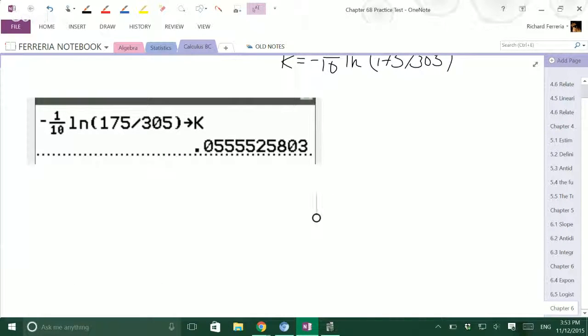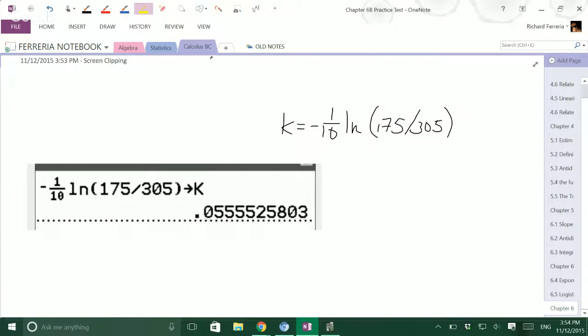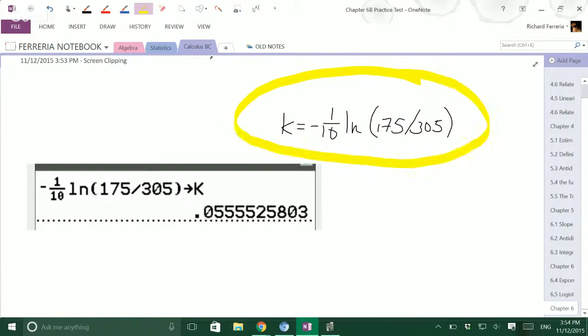Okay, you don't actually have to write down that number. This right here is sufficient. You would never have to write more than that. I don't even really care what the decimal approximation is. Okay?